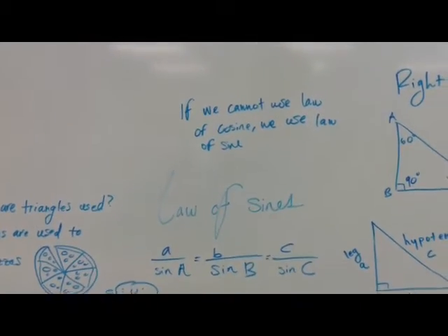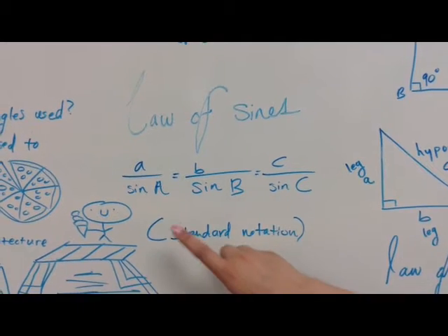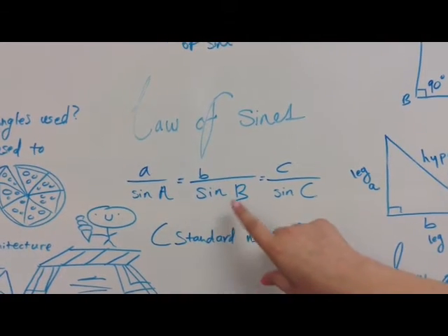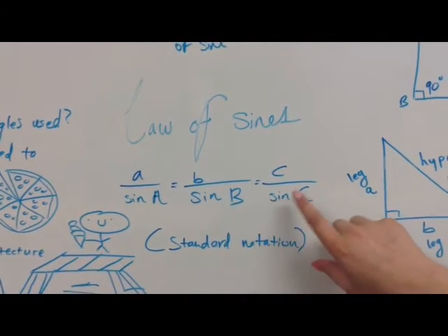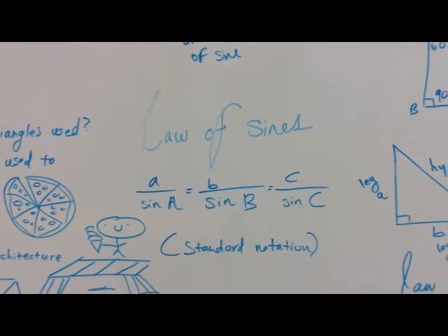If you can't use the law of cosines, use the law of sines. The law of sines is a over sine of A equals b over sine of B equals c over sine of C. That's in standard form.